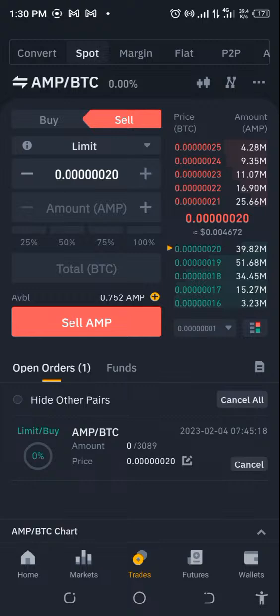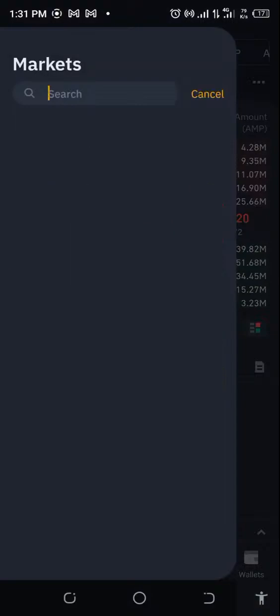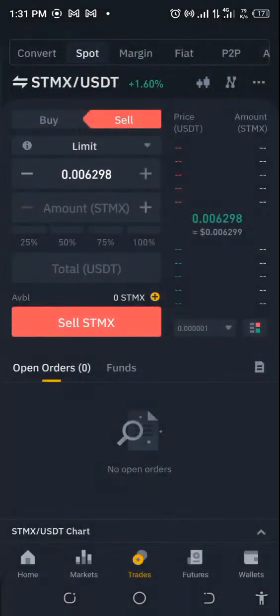All right, so now I'm going to cancel this particular order and I'm going to choose another coin and we're going to try a little experiment alongside that. Are you ready? If you are, just say yes in the comments. Okay, so let's cancel this. Cancelled. So we're going to go to another coin, right? We're going to use STMX.